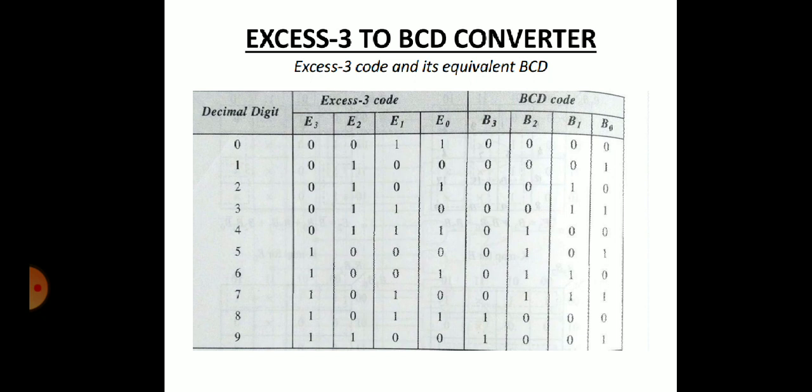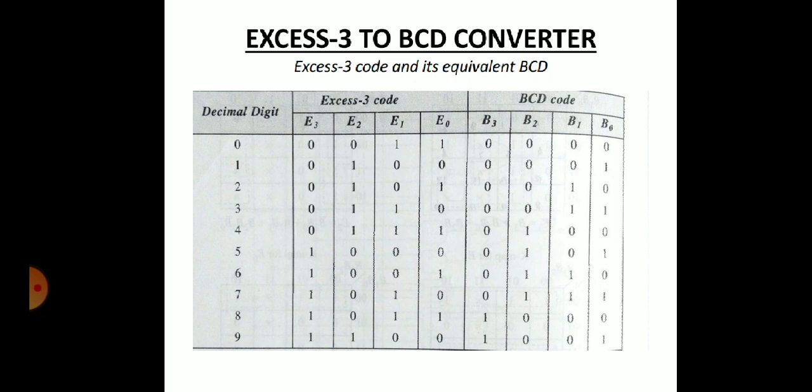Next, 0100, XS3 code. 0100 means 4. So what will be the BCD code? 4 minus 3, that is 1. So you represent 1 as the BCD code 0001. Last one, XS3 code 1100. It represents 12. So 12 minus 3, that is 9. So the BCD code for 9 is 1001.